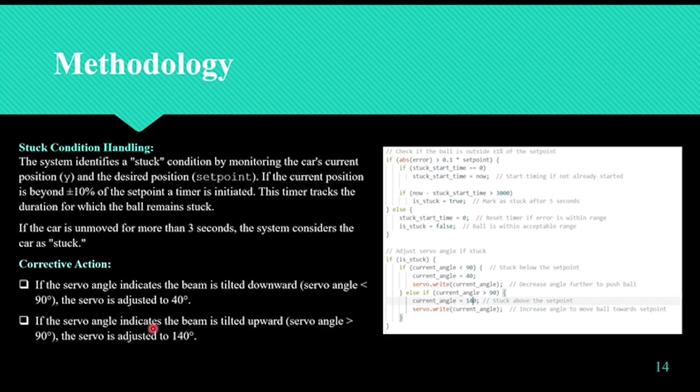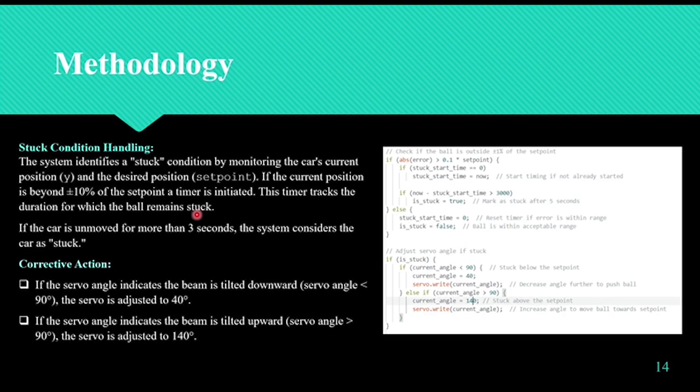In the car and beam balancing system, specific logic addresses cases where the car is stuck outside the acceptable range for above 3 seconds. This acceptable range is actually plus minus 10% of the set point. If a car is stuck, then we have designed a stack mechanism under which there are two corrective actions.